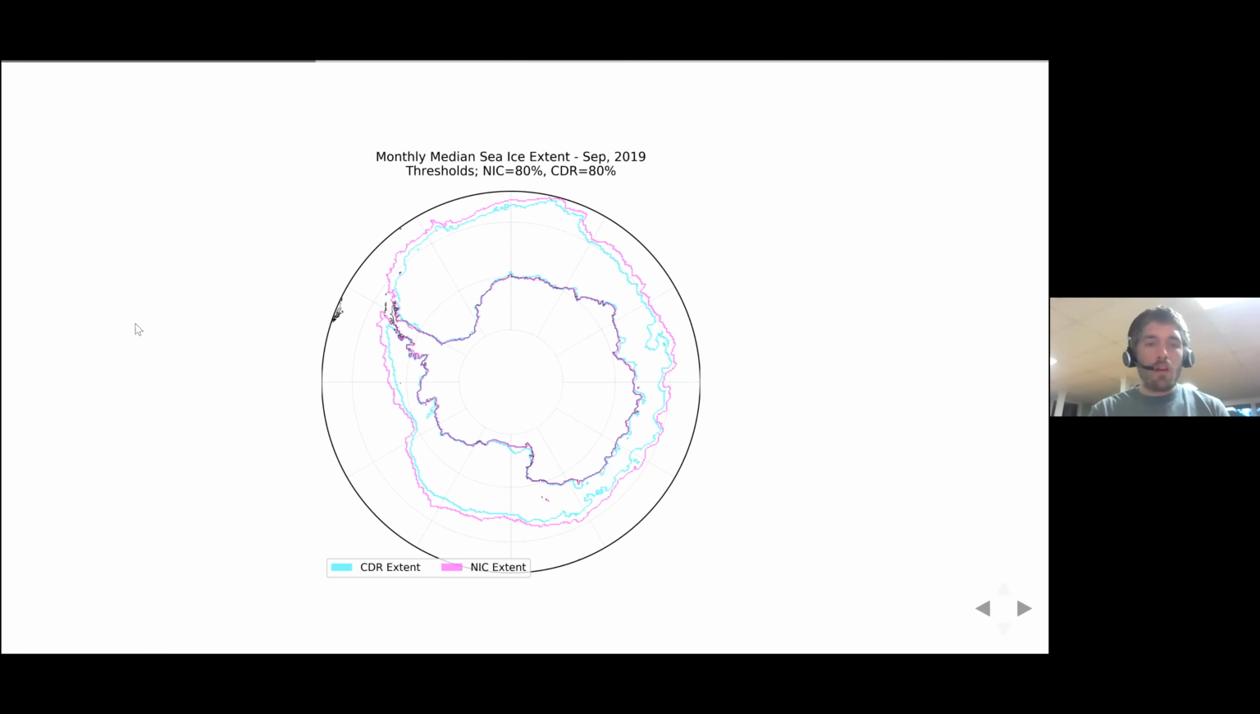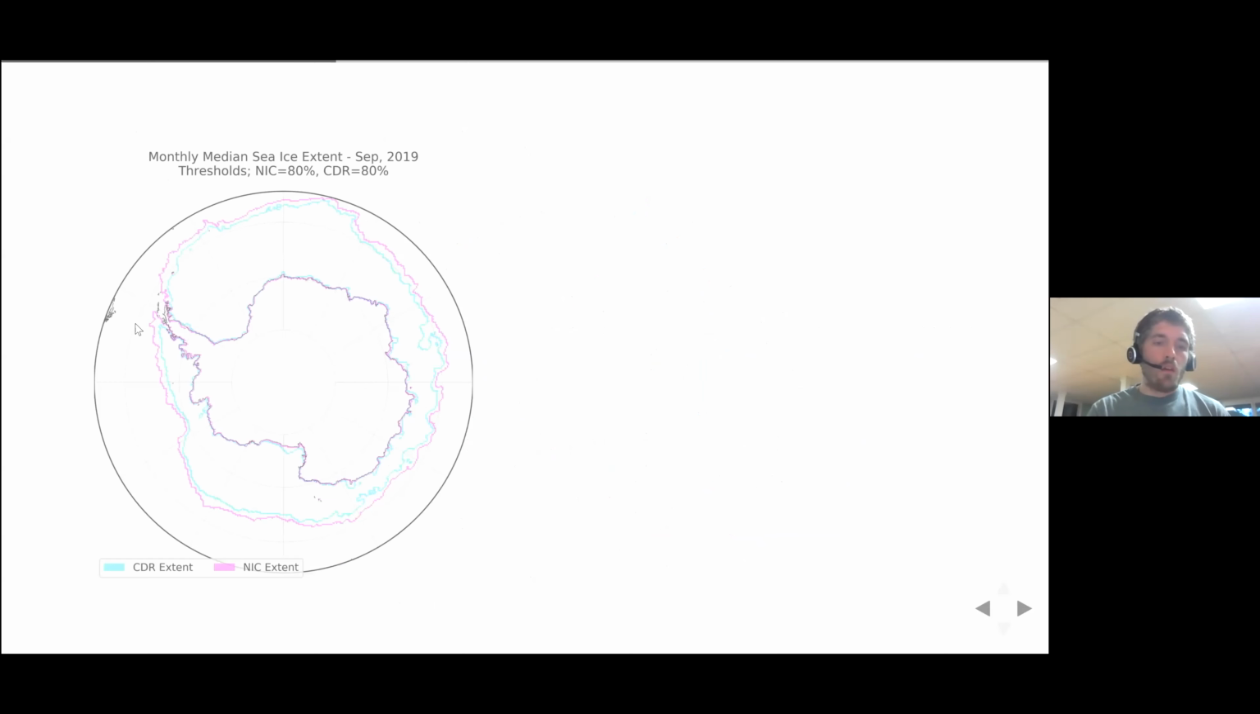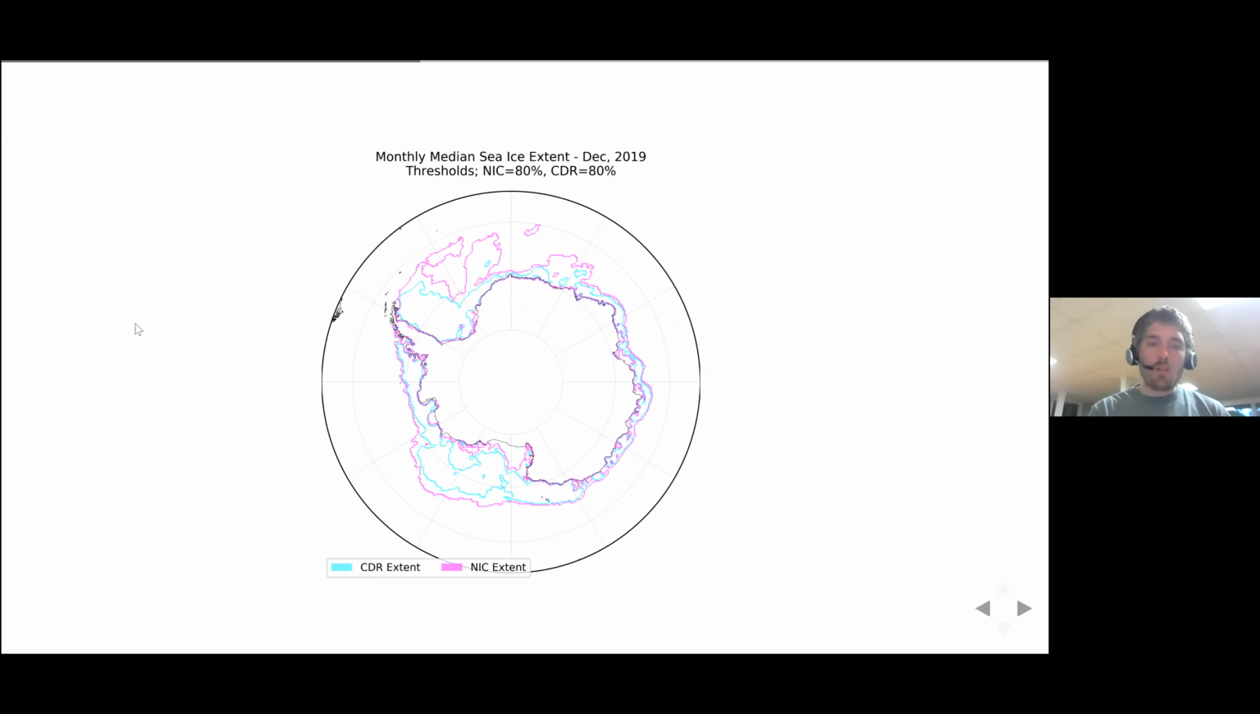You can see the blue line here representing the CDR dataset is farther south than the pink line representing the NIC dataset. And this is a similar plot, except during the springtime melting of the sea ice. You can see there is a much greater difference between the two products during the melting season.